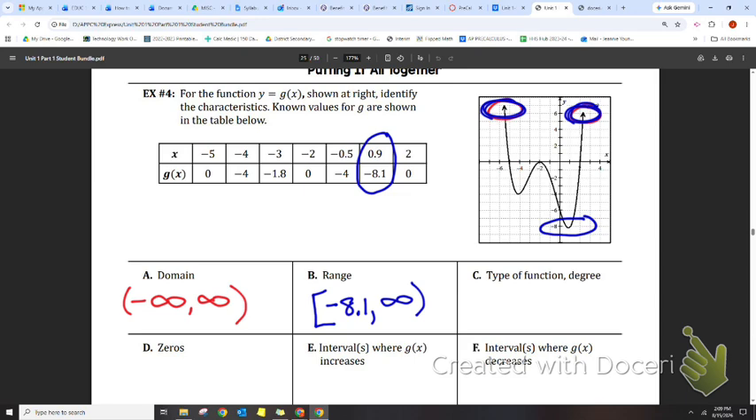All right, the type of function or degree. I'm going to come back to that in just a minute, because let's talk about the zeros, because the degree tells us how many zeros there are total. So if I can go find my zeros total, then I know what my degree is for sure. All right, so remember zeros are the same thing as your x-intercepts. So when I look on here, I can see 1, 2, 3 x-intercepts.